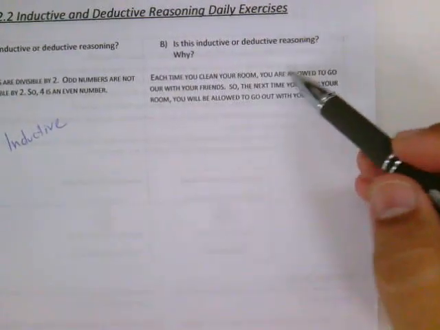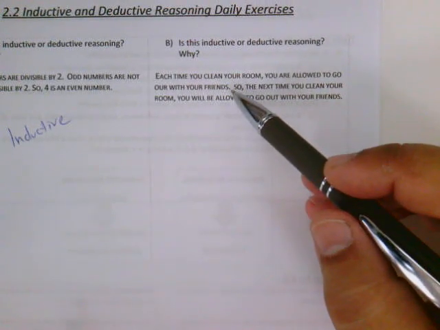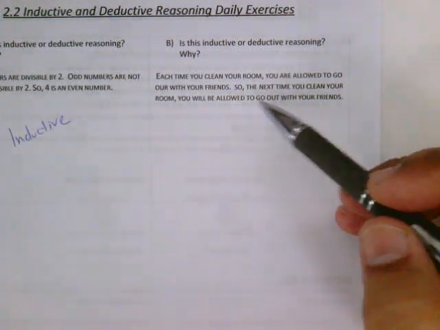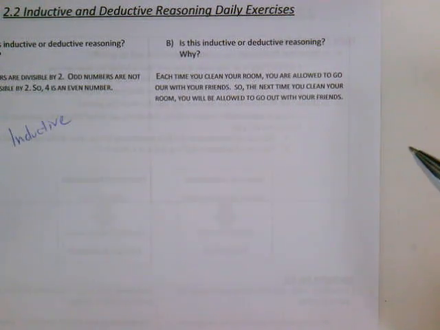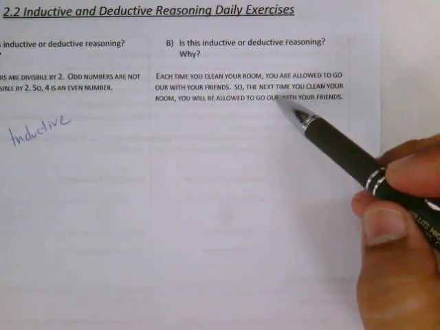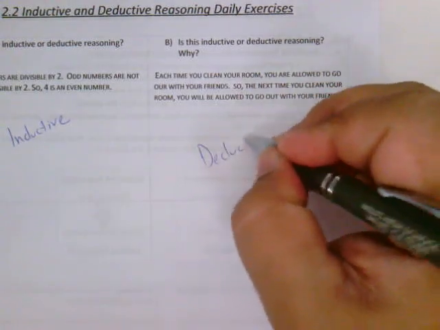Each time you clean your room, you are allowed to go out with your friends. That's a factual statement they're telling you. So the next time you clean your room, you will be allowed to go out with your friends. So we start with the facts, and then we reach a conclusion based upon those facts. That's all we really need to know to realize that's deduction.